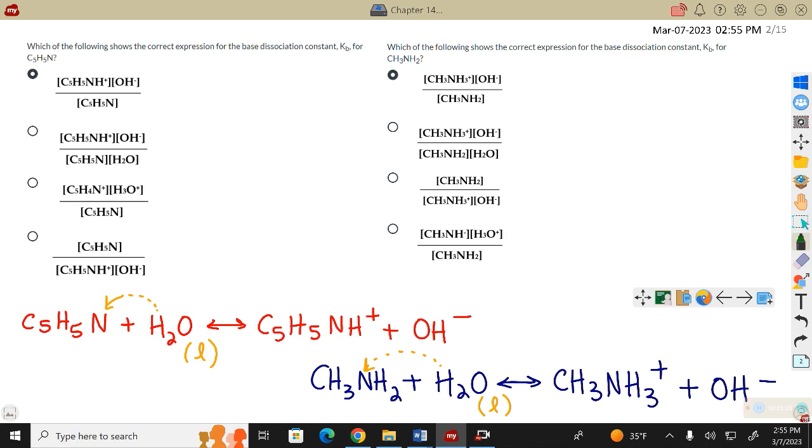When I set up the Kb expression, I go products over reactants, but we don't include the liquid water.